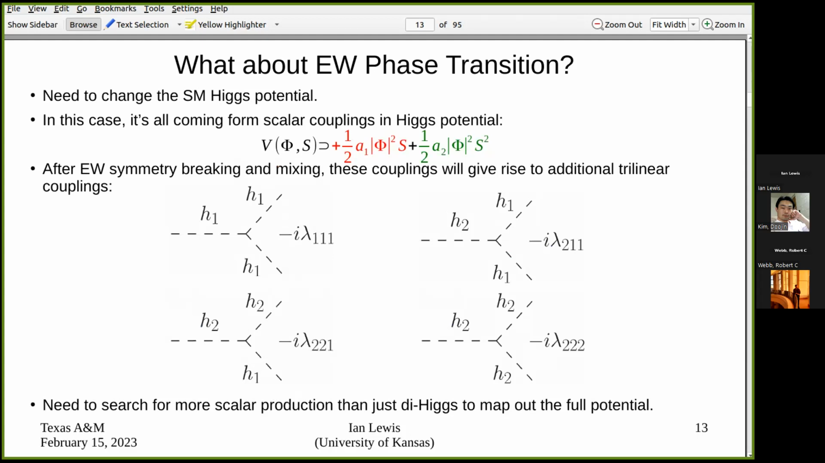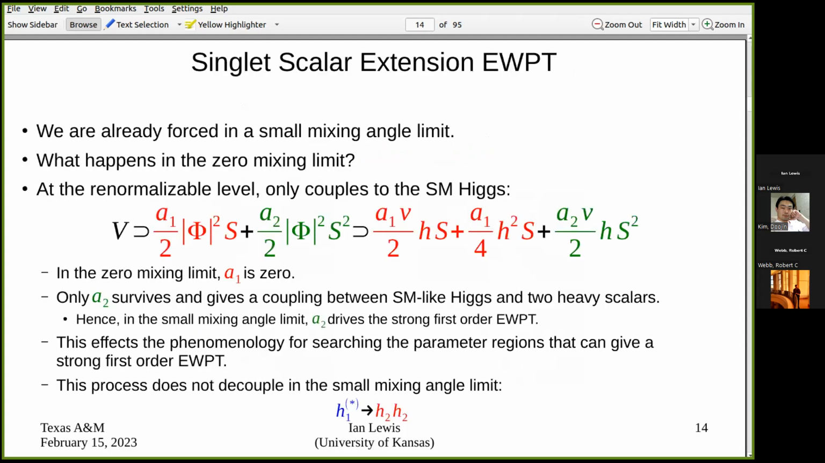Because I can look at this, I can produce H2, H1, that gives me one trilinear, I produce H2, H2, that gives me a different trilinear, H1, H1, that gives me a different trilinear, and all the different types of di-scalar final states I can have depend on different combinations of my trilinears. I can try to get information.